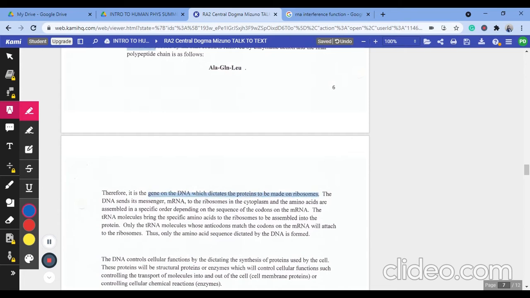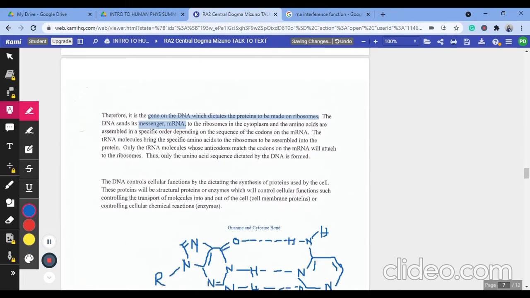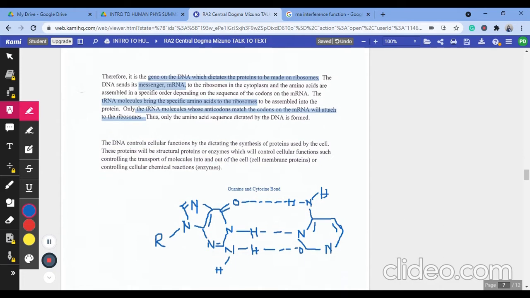The DNA sends its messenger, mRNA, to the ribosomes in the cytoplasm, and the amino acids are assembled in a specific order depending on the sequence of codons on the mRNA. The tRNA molecules bring the specific amino acids to the ribosomes to be assembled into the protein. Only the tRNA molecules whose anticodons match the codons on the mRNA will attach to the ribosomes. Thus, only the amino acid sequence dictated by the DNA is formed.